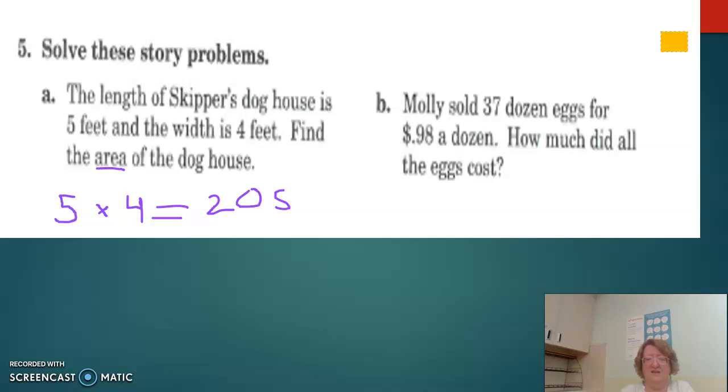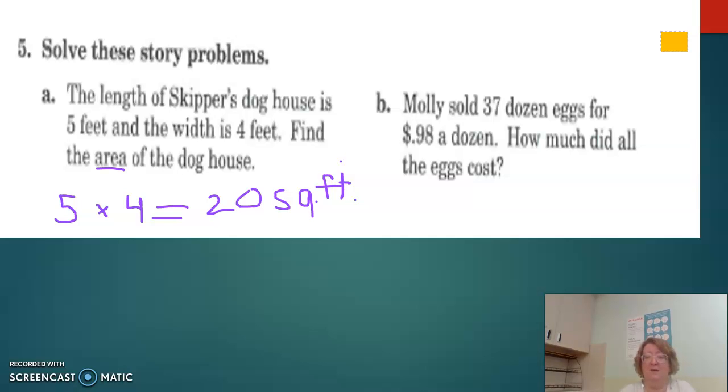And as you take your quizzes and upcoming tests and assessments, you need to remember that when you are working with area, you must include square. If all you had put was 20 feet, you're going to lose points. It's just like not putting in the dollar sign or the decimal point. It has to be there. The word square has to be in your answer.